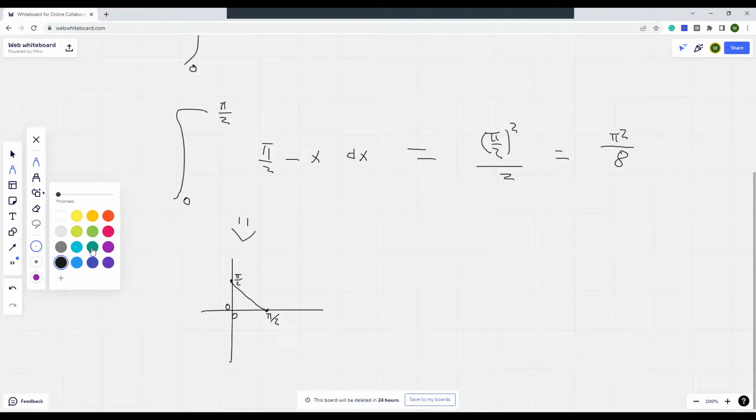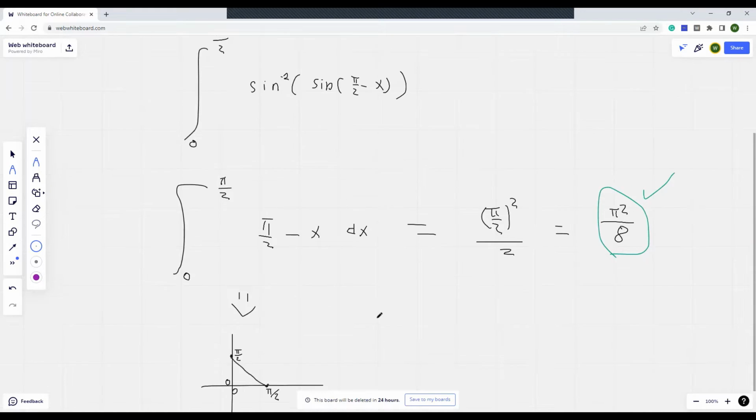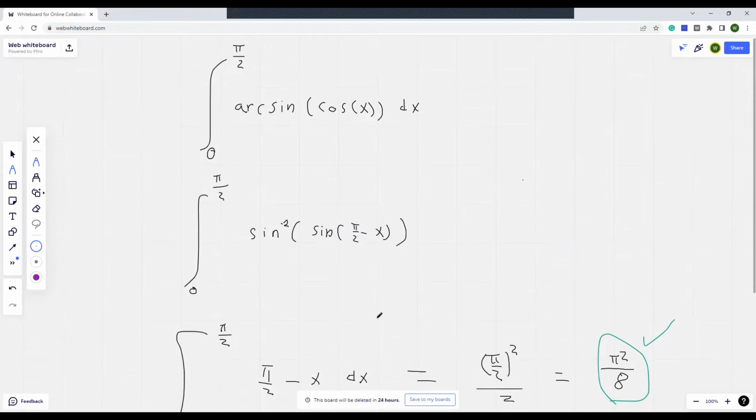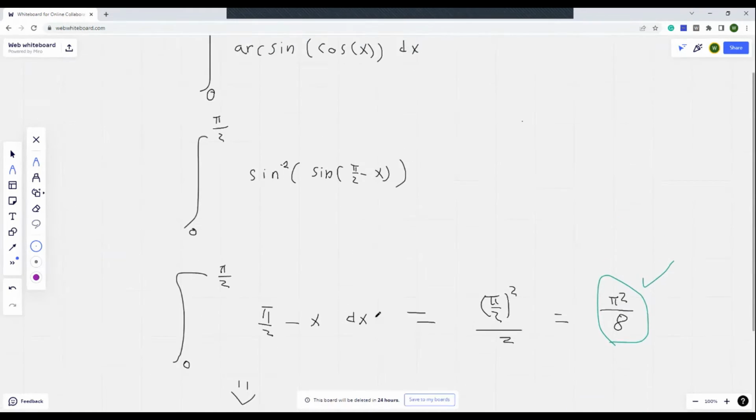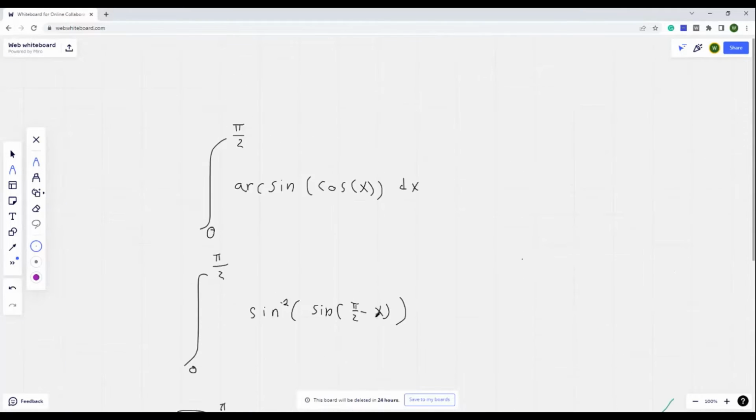Okay, perfect. We've got the answer. There you have it. Pi squared over 8. So to break it down, we can look at this integral. This could be a really tough integral. This could use integration by parts. But on this interval from 0 to pi over 2, let's break down how this works.